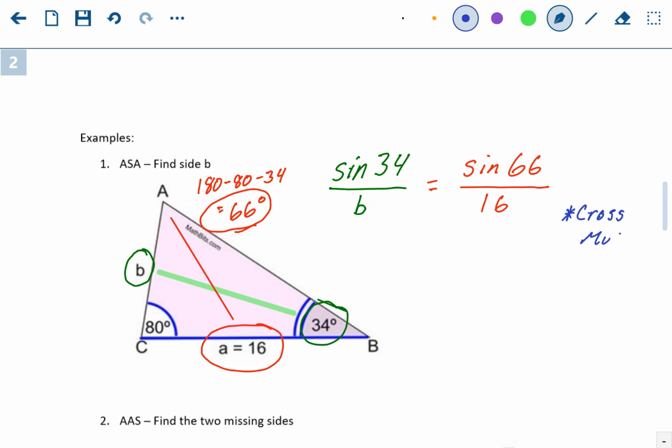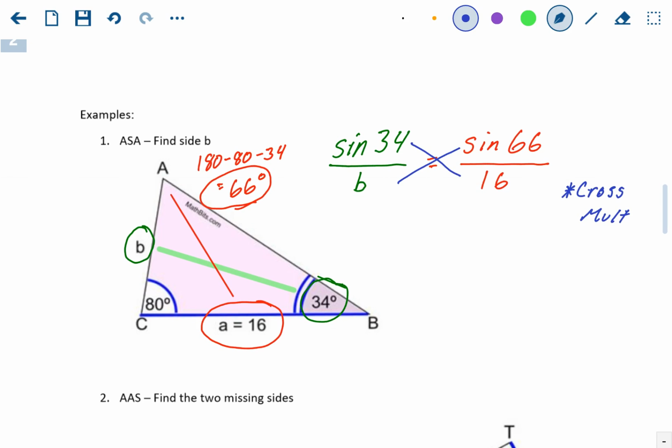Okay, so we're going to be cross multiplying on almost all of these. Remember, cross multiplying means we take the top times the bottom equals the bottom times the top. So we're going to have 16 times sine of 34 equals b times the sine of 66. Now again, we're trying to solve for b. So we need to get b by itself, so we could just divide by the sine of 66.